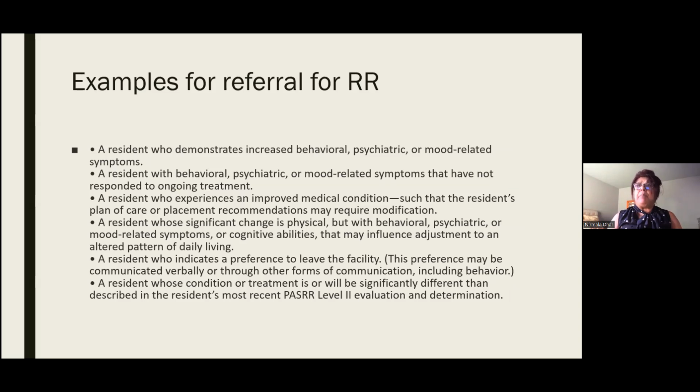Okay, here is an example. A resident demonstrates increased behavioral, psychiatric, or mood-related symptoms. They're crying, they're not eating, they want to die. They have not responded to treatment. A resident experiences an improved medical condition. A resident whose significant change in physical, but with behavioral, psychiatric, or mood-related symptoms or cognitive symptoms that may influence adjustment. A resident who indicates a preference to leave the facility. So lots of reasons to make referrals. They have improved, they are worse, the treatment is not working. Any of that, nursing homes can ask for a level 2.